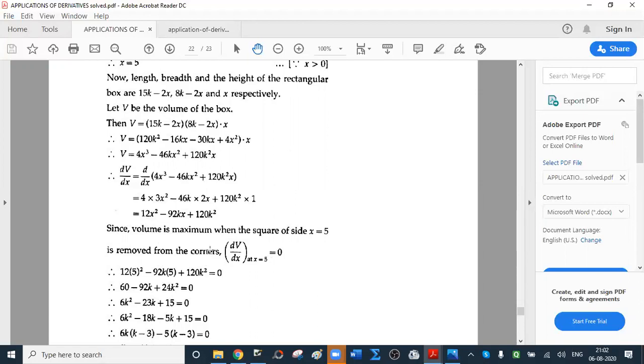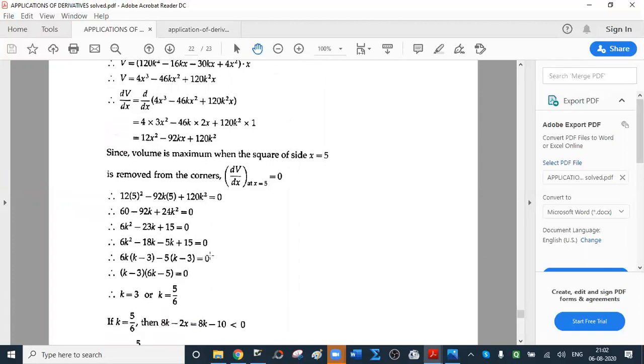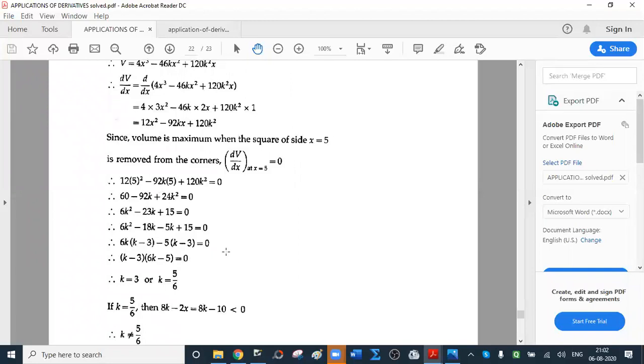I read this part again. This is dV/dx. Now volume is maximum when the square of side x equal to 5 is removed from the corners. This means x equal to 5 is a root of which equation? dV/dx. So I solve this equation: 12 into 5 square minus 92k into 5 plus 120k square equal to 0. That gives me k equal to 3 or k equal to 5/6.